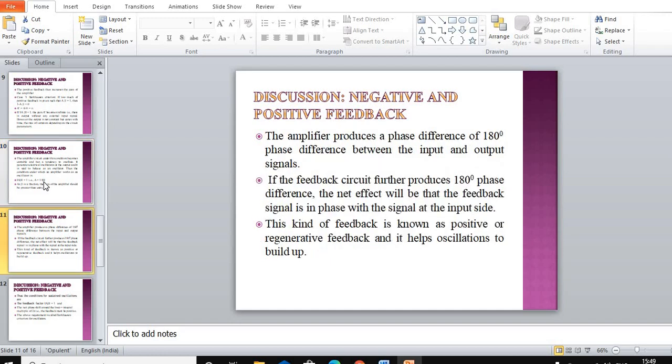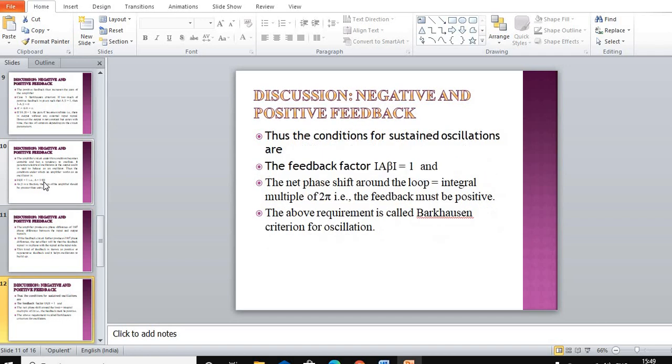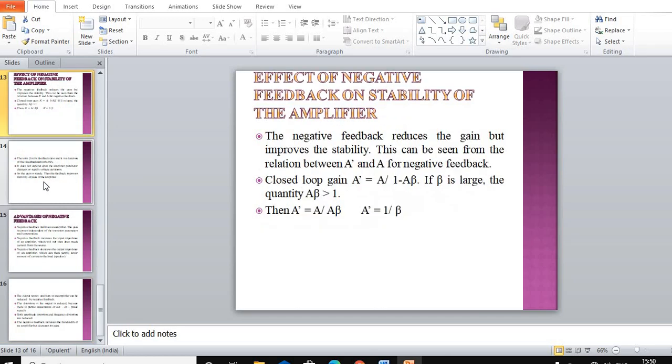The amplifier produces a 180-degree phase difference between the input and output signals. If the feedback circuit further produces 180-degree phase difference, the net effect will be that the feedback signal at the input side is in phase with the signal at the output side. This kind of feedback is known as positive or regenerative feedback, and it helps oscillations to build up. Thus, conditions for sustained oscillations are the feedback factor modulus of A beta is equal to 1 and the net phase shift around the loop equal to integral multiples of 2 pi. That is, the feedback must be positive. The above requirement is called Barkhausen criterion for oscillation.